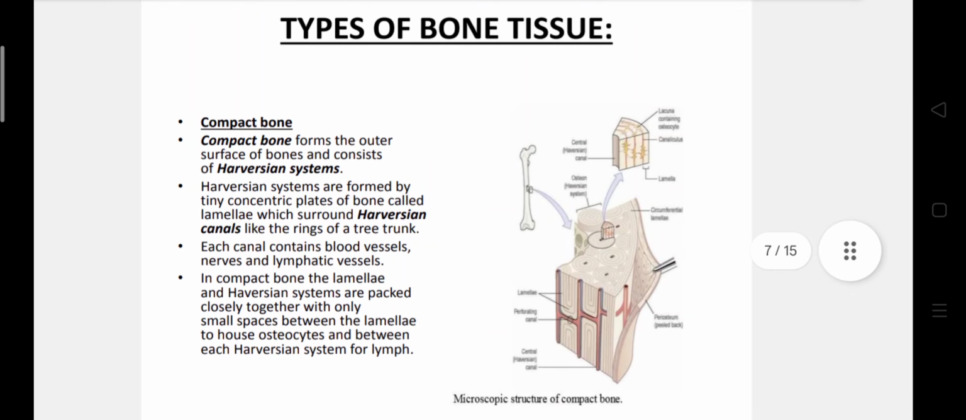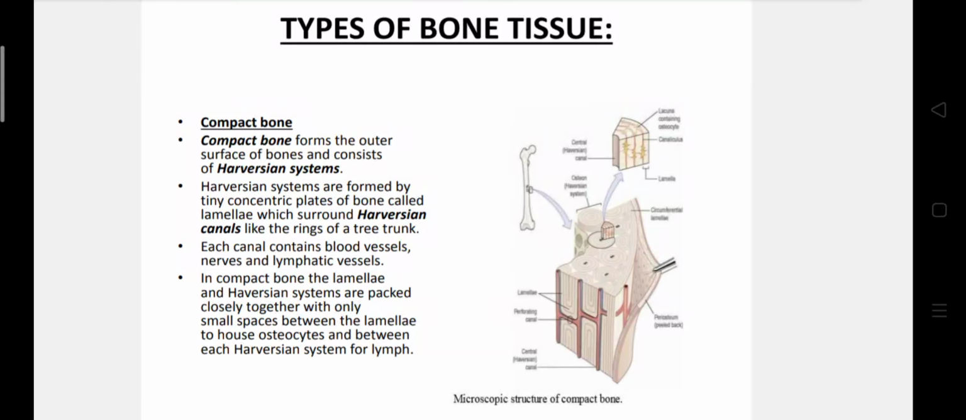Types of bone tissue. Compact bone. Compact bone forms the outer surface of bones and consists of Haversian systems. Haversian systems are formed by tiny concentric plates of bone called lamellae, which surround Haversian canals like the rings of a tree trunk. Each canal contains blood vessels, nerves, and lymphatic vessels.